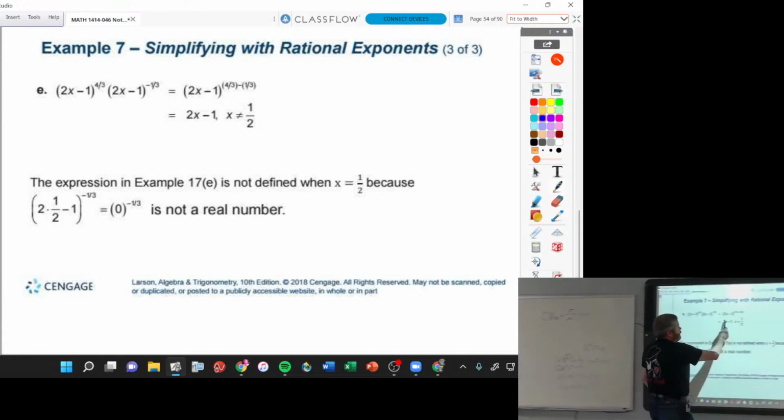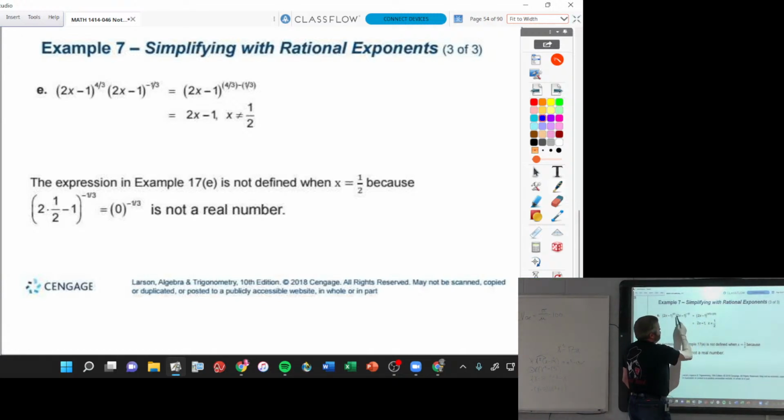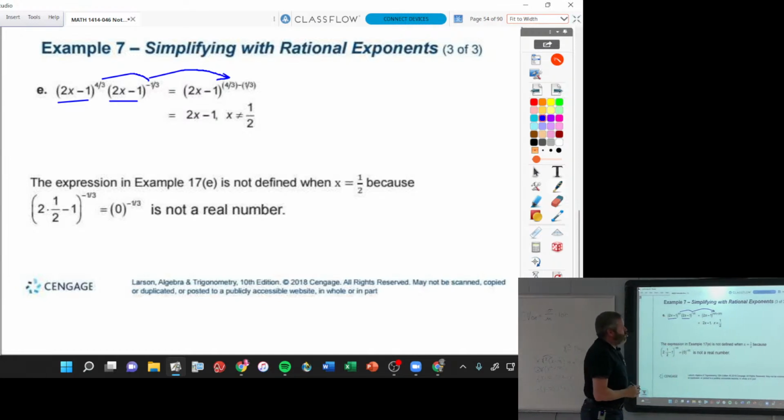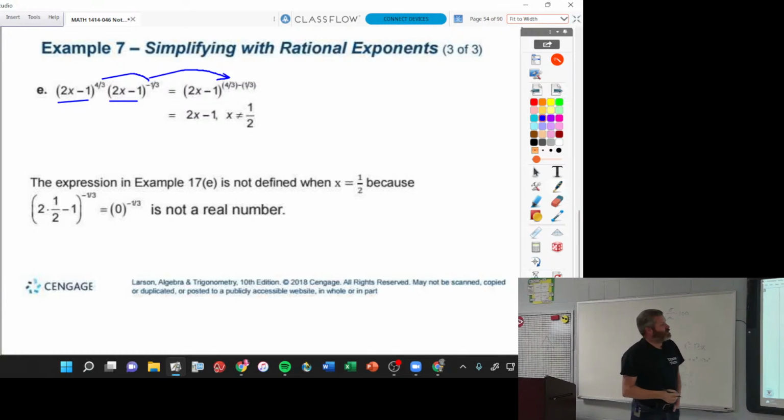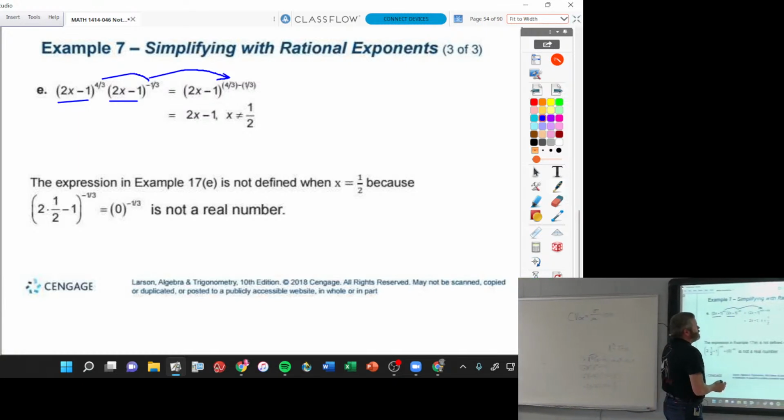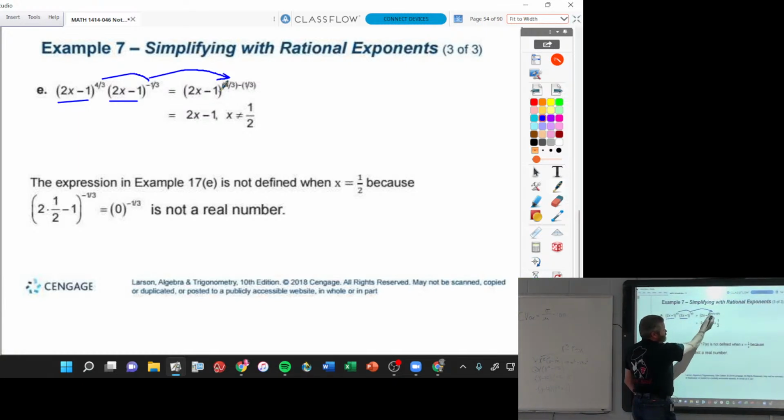On part E, I have two bases that are the same, 2x minus 1. Because the bases are the same, I'm going to add the exponents. 4/3 plus a negative 1/3, which is the same thing as 4/3 minus 1/3, is 1. Well, 2x minus 1 to the first power is just 2x minus 1.